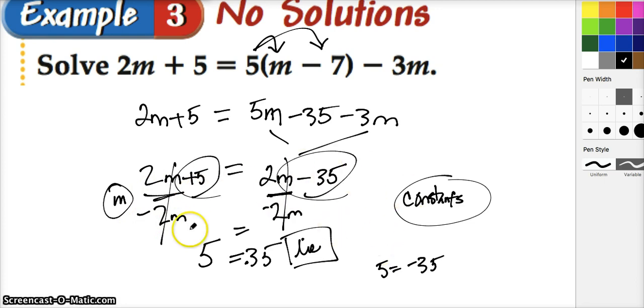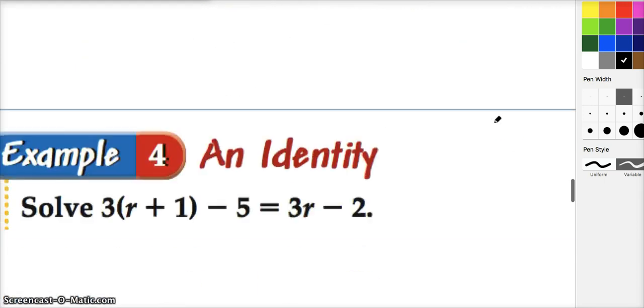So you check your work, make sure everything worked out, and if you come up with a lie, you know you have no solution because there's no m in the world that's going to make 5 equal negative 35. So this is not true, and therefore you have no solution. All right? All right, Joe agrees. Let's see if we can look at example 4.